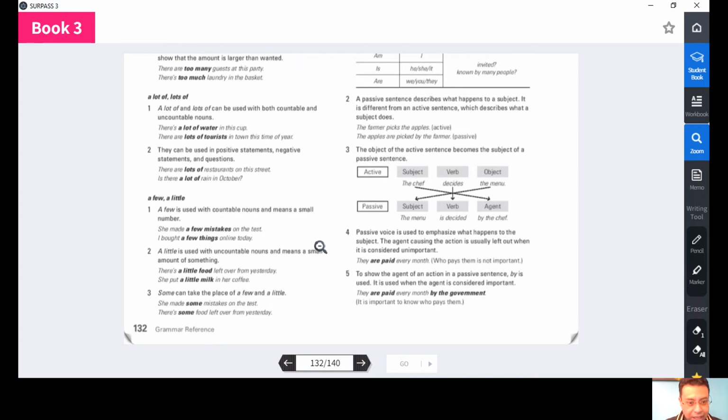We saw a few, countable, a little, uncountable. Now some can take the place of a few or a little. So if you don't want to use a few or a little, you can use an alternative. The alternative is some. She made some mistakes on the test. There's some food left over from yesterday.